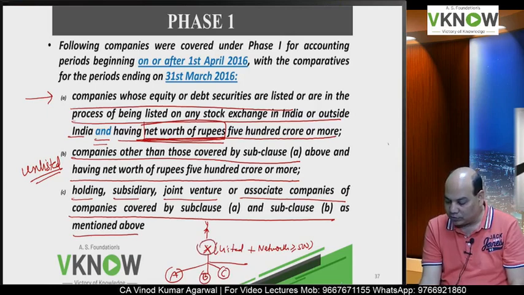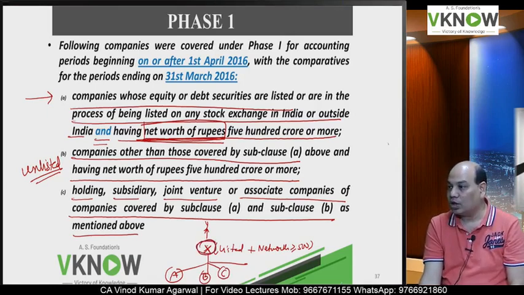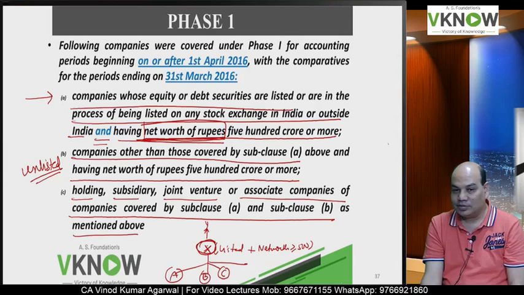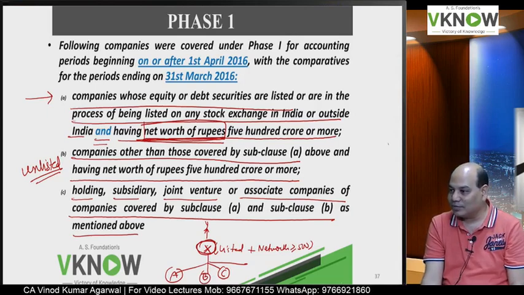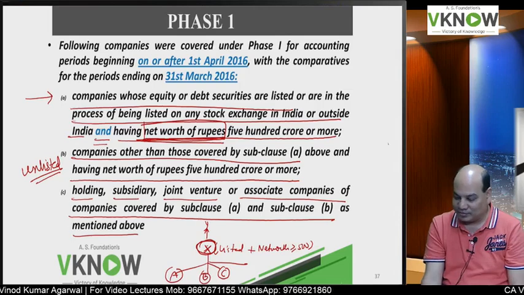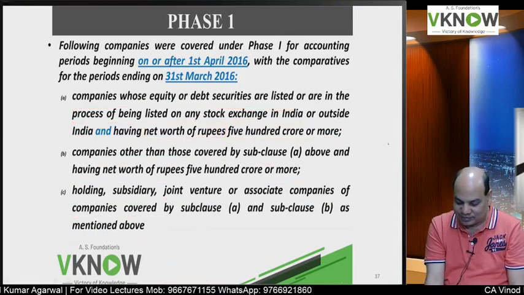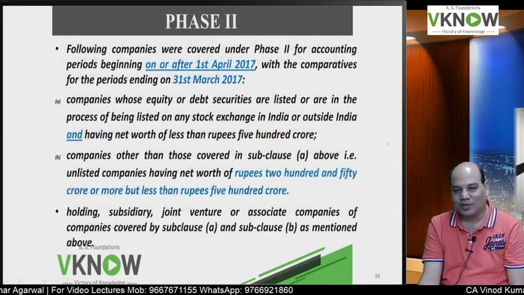So Ind AS is like coronavirus in a family. If one person is affected, all family members get affected. Is it right? So that was phase 1.